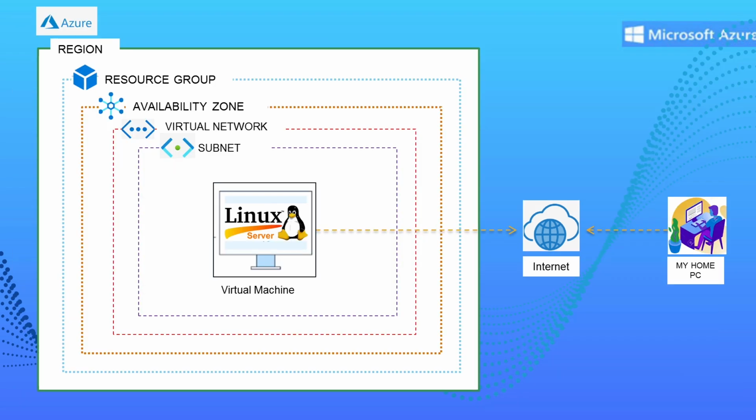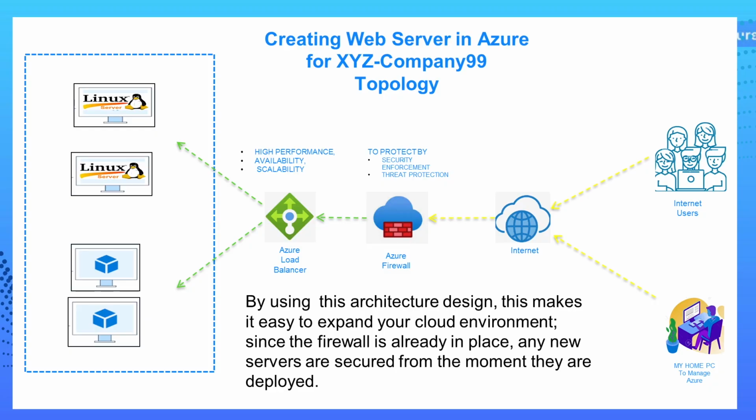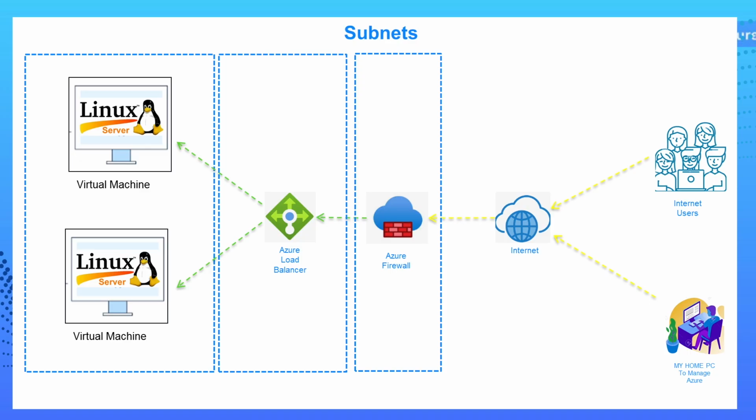In Azure, you could simply launch a similar topology of virtual servers and run a web application for internet users to access it, but that kind of basic setup is not secure. My design makes it easy to expand your cloud environment because the firewall is already in place, ensuring any new servers are protected from the moment they are deployed.